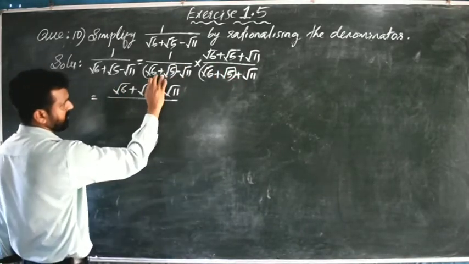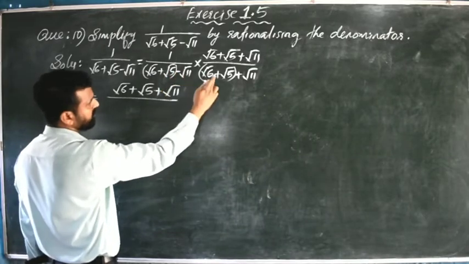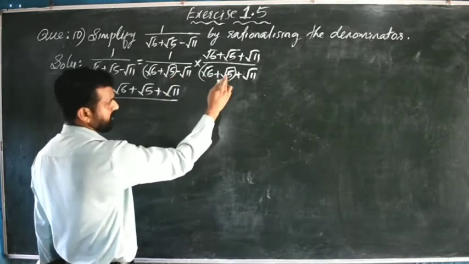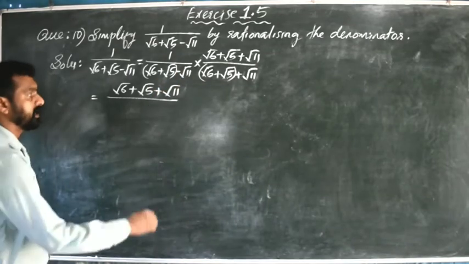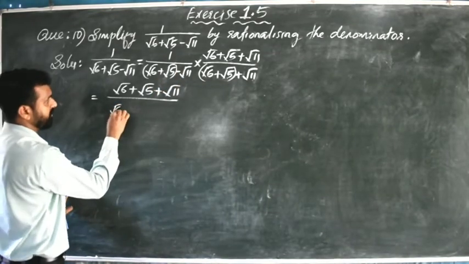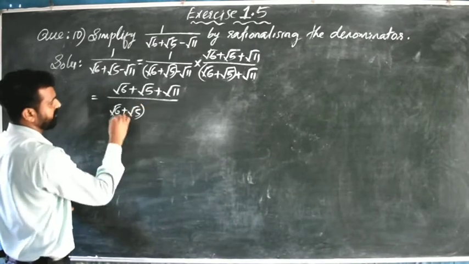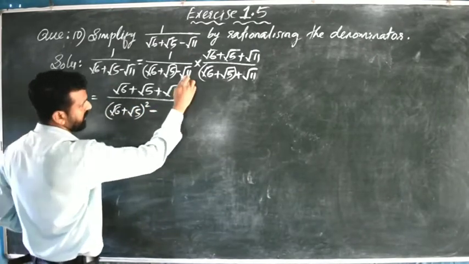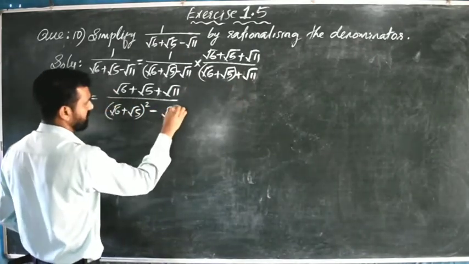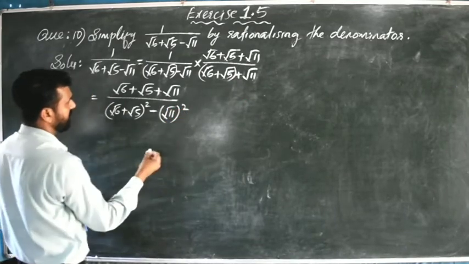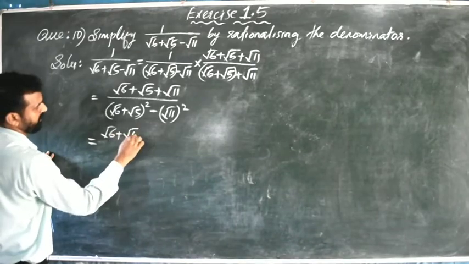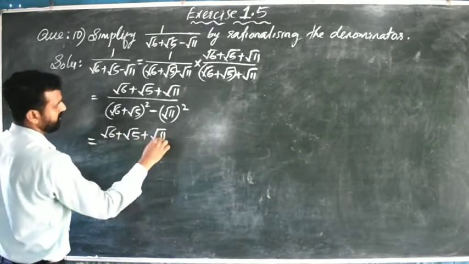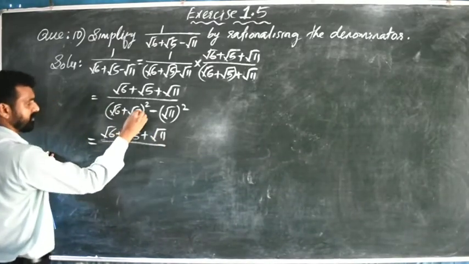That means now it is of the form a minus b into a plus b. Root 6 plus root 5 we will take as a. A minus b into a plus b is a square minus b square. In place of a it is root 6 plus root 5 square, a square minus, in place of b it is root 11, so it will come root 11 square. That is equal to root 6 plus root 5 plus root 11 divided by root 6 plus root 5 square.